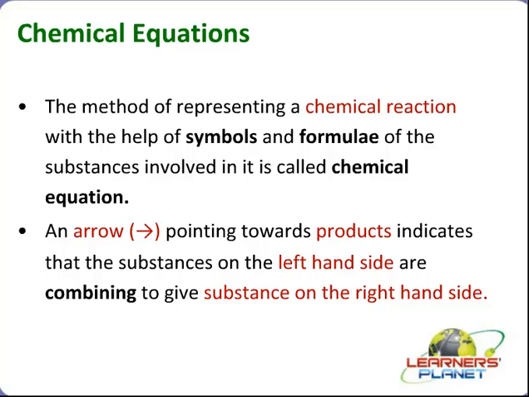In chemistry, we have different symbols or names for the compounds, for the elements. Like iron is called ferrum, silver is called argentum, gold is called aurum. You must have done this in your previous class.